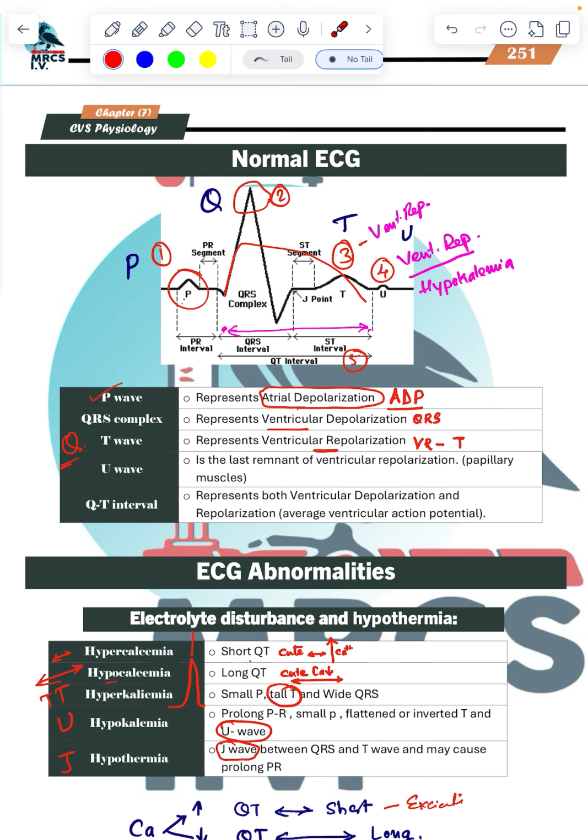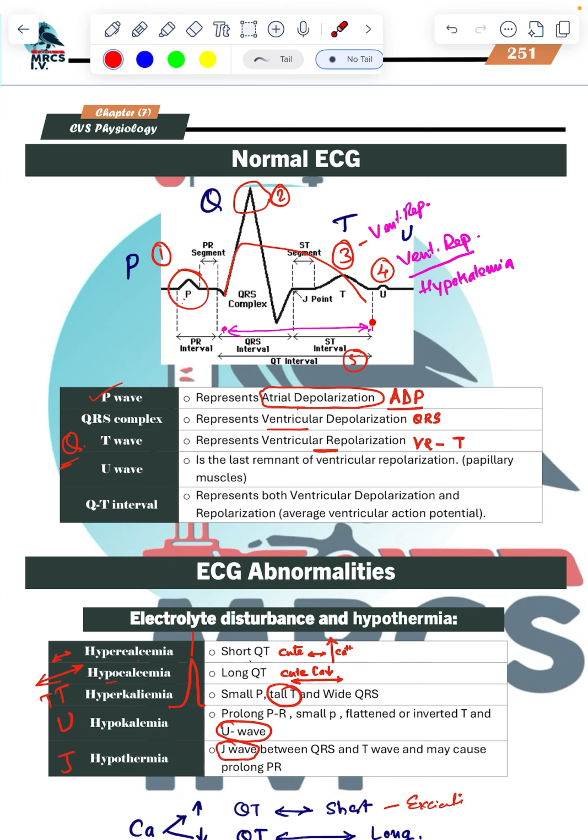Anything which causes delay in depolarization of the ventricle, whatever changes are happening in the wave, that signifies where the pathology is. QT interval, this is Q, this is T. From here to this is QT, representing ventricular depolarization and repolarization. So this is the complete action potential in the ventricles.